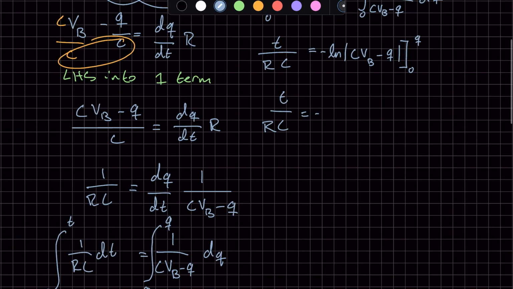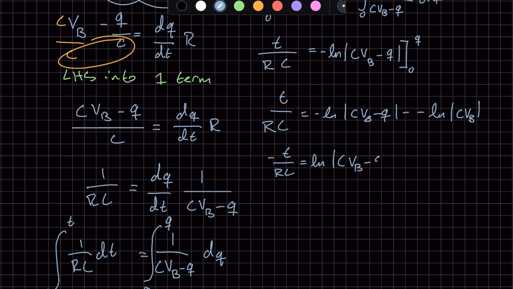And this is negative ln(CVB − q) minus negative ln(CVB), because when you plug in 0, it's just 0. And before you say we can make this a plus, I'm not going to do that. What I'm going to do first is move a negative to the other side. So we have negative t over RC is equal to the natural log of CVB minus q minus ln of CVB.